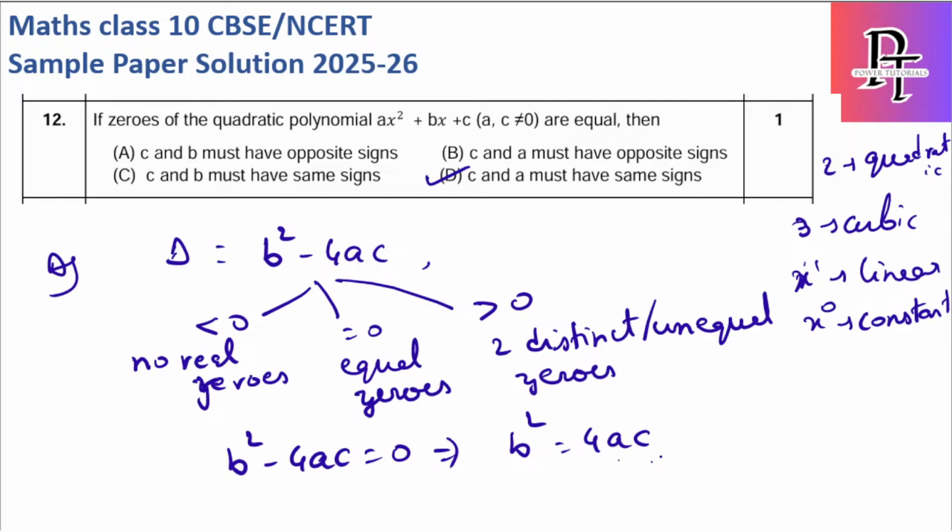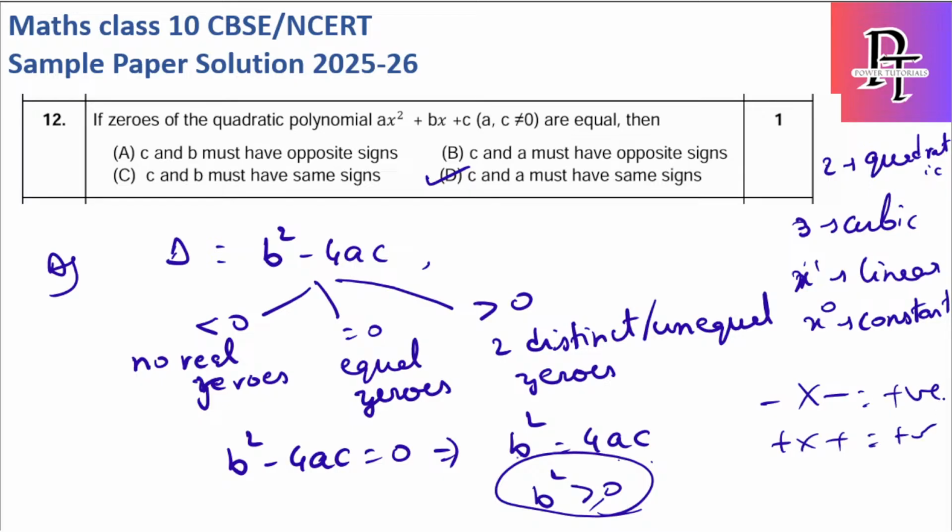If A is positive and C is positive, the product will be positive, because B square is always greater than or equal to 0. So A and C should have the same sign, like minus into minus or plus into plus. So both will become positive. Okay, hope you understood the question.